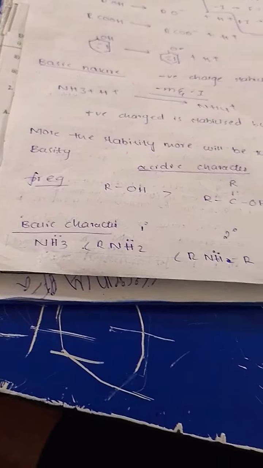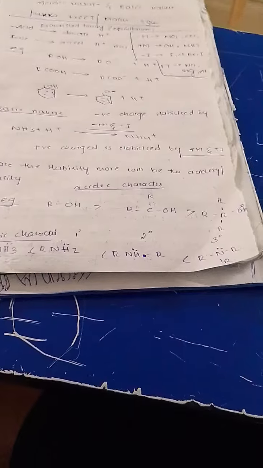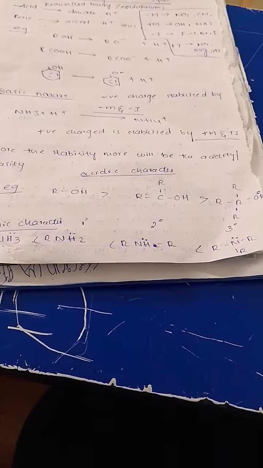If you look at the basic character, it will be vice versa, because here the positive charge will be stabilized by positive groups. The more the plus I and plus M groups, the more the stability. Here tertiary has the greatest stability, then secondary, then primary. So the more the stability, the more will be the acidic and basic nature, or vice versa.